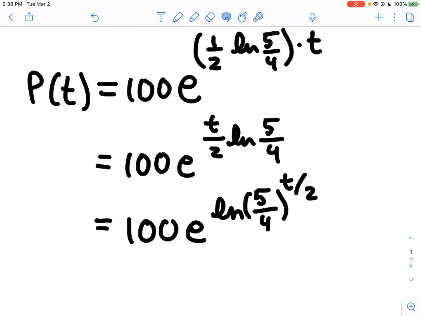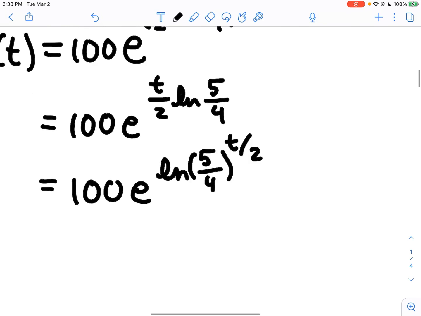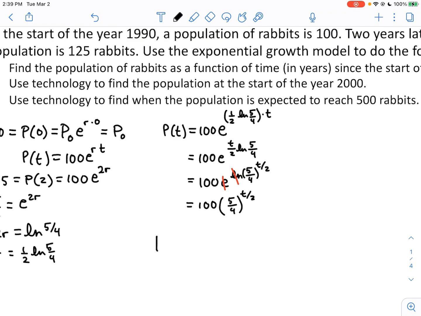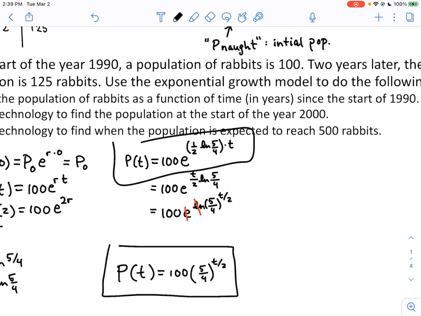And now we can use a property that allows us to cancel e and natural log. Any base raised to the log base b of a will just become a. Well, if these b's are both e's, e to the natural log of a just becomes a again. So what's going to cancel here will be this e and this natural log, and we're going to get 100 times 5/4 to the t halves. And let's leave that as our final answer. It would have been just fine, though, if you had stopped here, because these two expressions are identical.